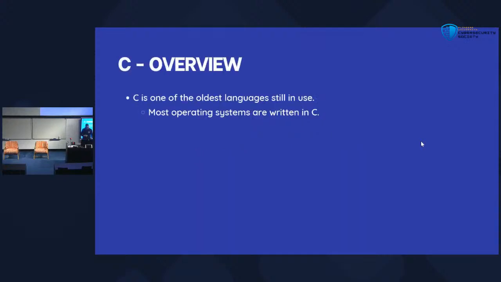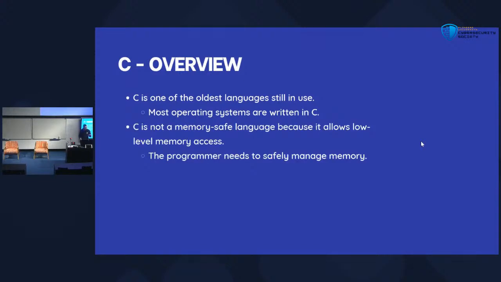C is one of the oldest languages still in use. Most operating systems are written in C, and C is not a memory-safe language. C gives the programmer control over memory. It's not that managing memory is hard, it's getting it wrong is really easy, and a lot of people do, but that's great for us, that's job security.